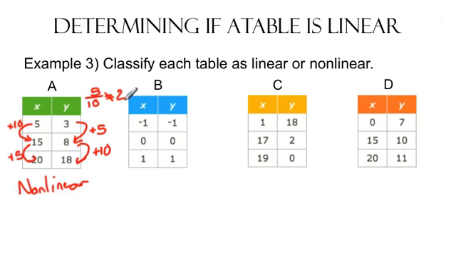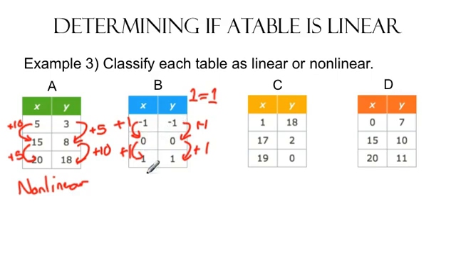And then we're just going to repeat this process all the way through. Here we're going from -1 to 0, so we've added 1. Here we've added 1, so our slope is 1 over 1, which is 1. Here we have 0 to 1, we've added 1, 0 to 1, we've added 1. So it's pretty easy to see that our slope is the same between all of those points there, and so B is a linear function. So again, all we're doing is checking to make sure the slope stays constant.